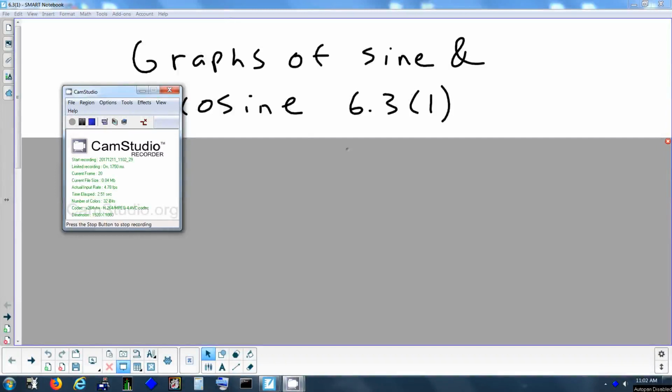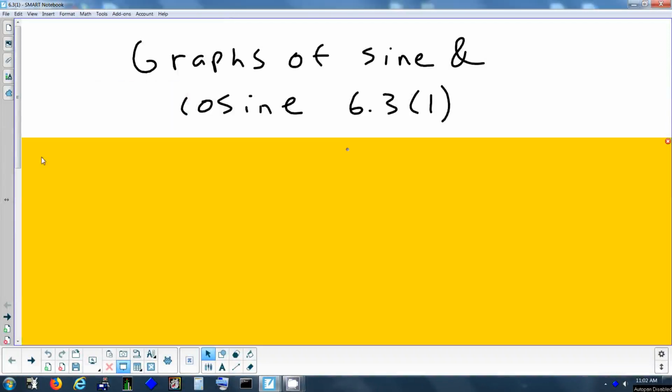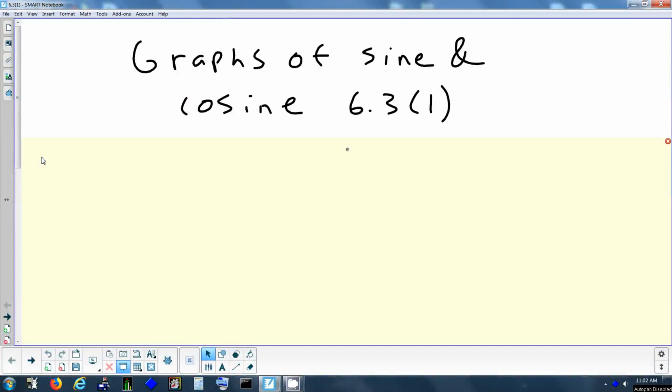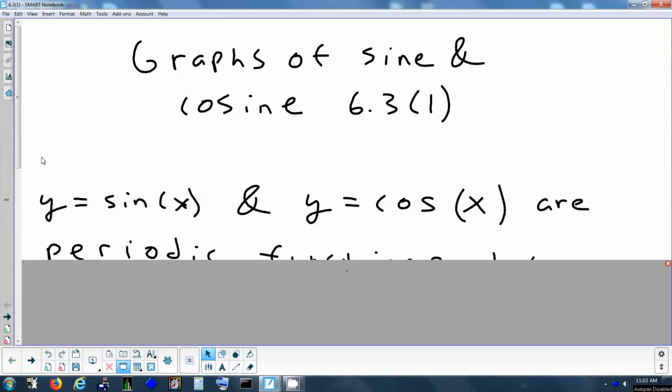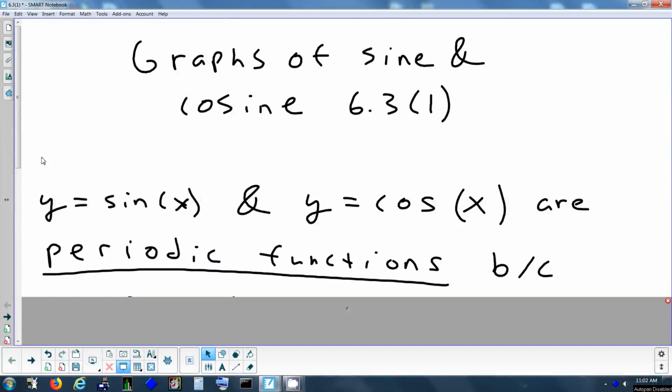All right, so we started looking a little bit at sine and cosine. We practiced, I think we did unit circle trig a little bit last week and kind of learned the definitions. This week we're going to focus more on how the graphs look if you draw them. Okay, so first of all, these functions fall under a category of what's called a periodic function.